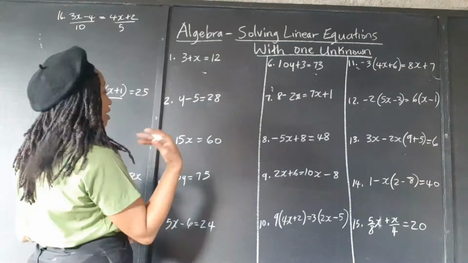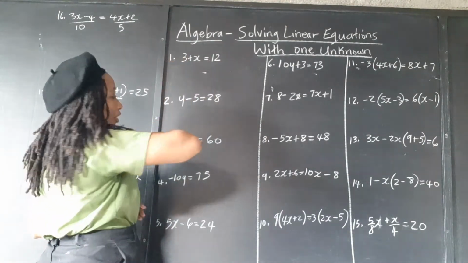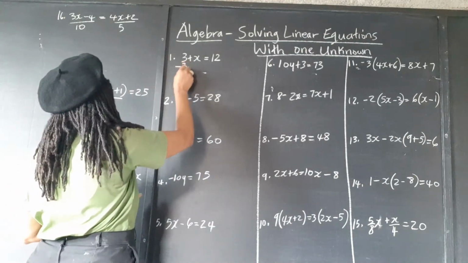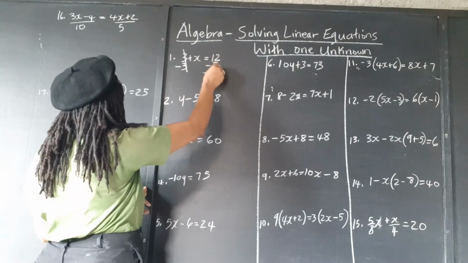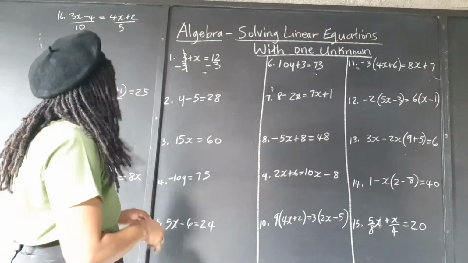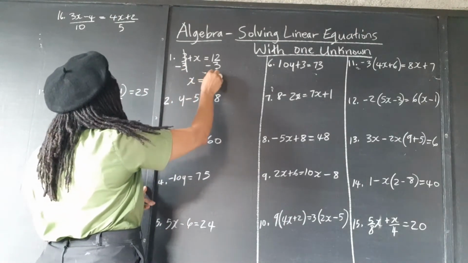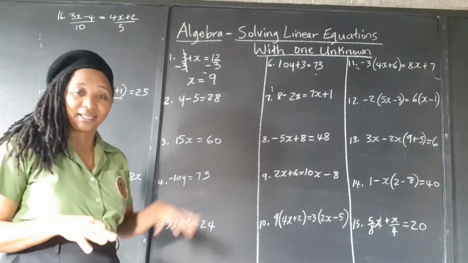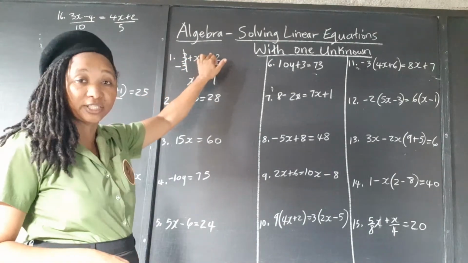So here we have a positive 3. So in order to get rid of it from the left, we're going to subtract 3 to get rid of that. But we have to do the same thing on the right so as not to change the value of the equation. So when we take 3 from the right, we end up with x is equal to 9. Plugging back that answer into the equation, we can see that 3 plus 9 does give 12.